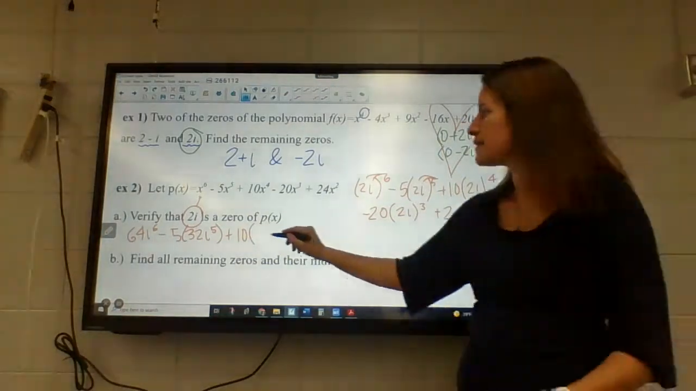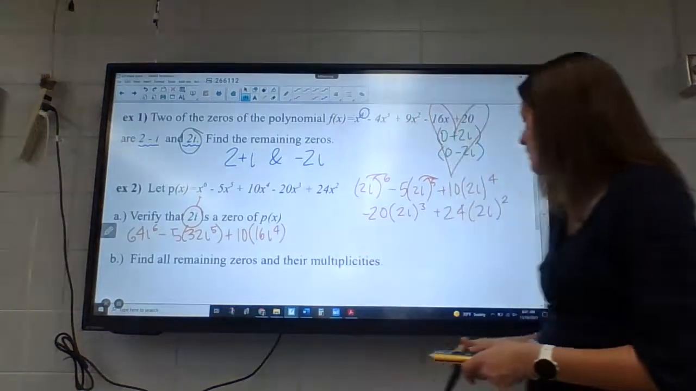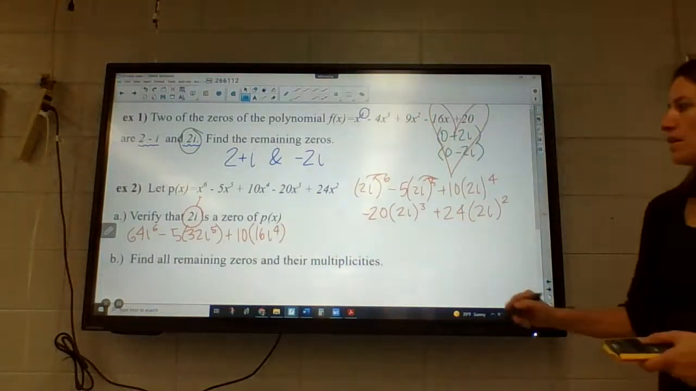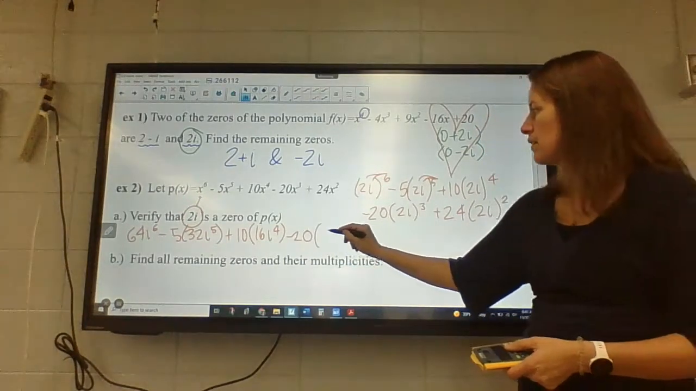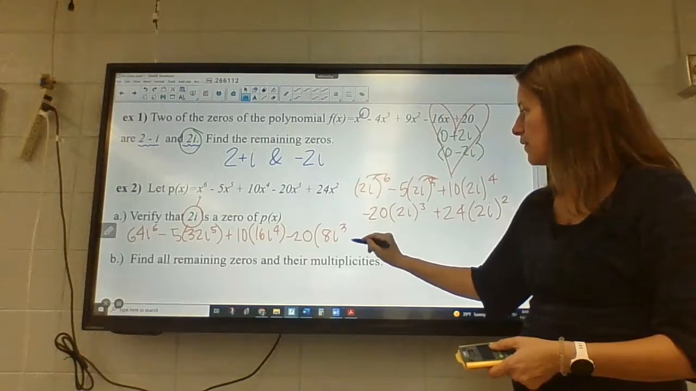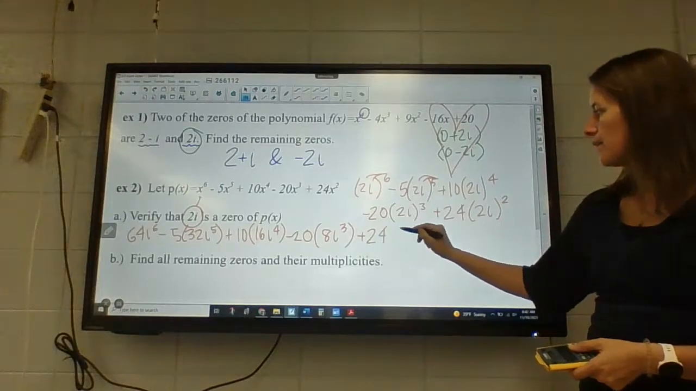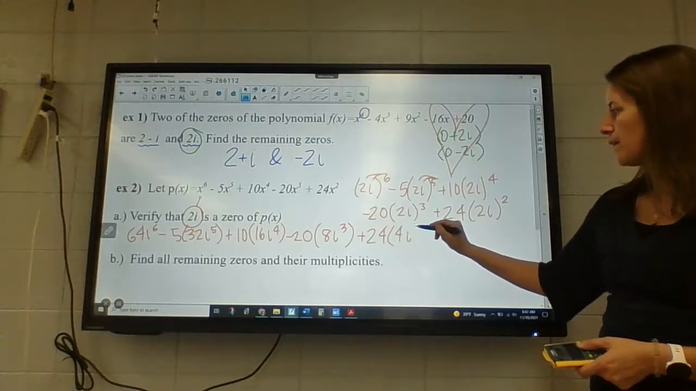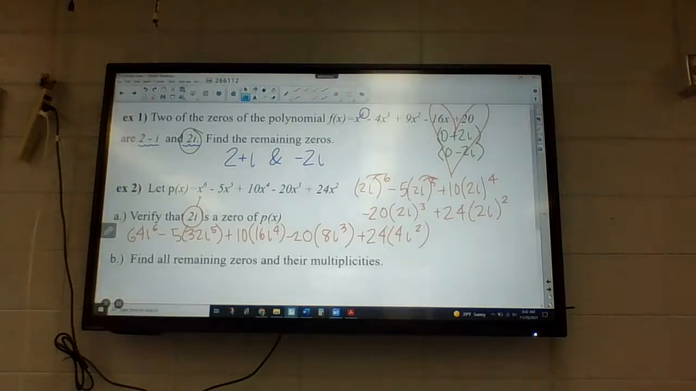This is going to be 16i to the 4th minus 20. Okay, so now what we have to do is talk about all these i's and what they stand for and what's going on with that.